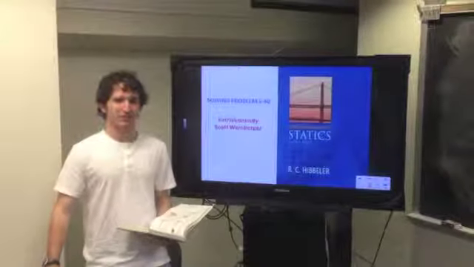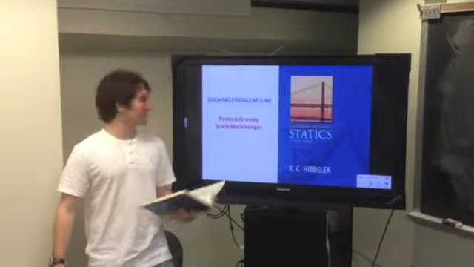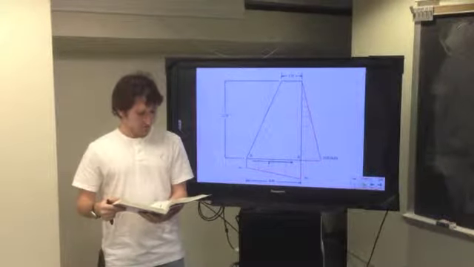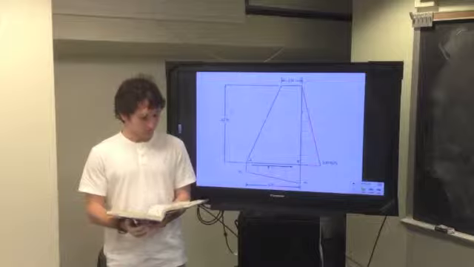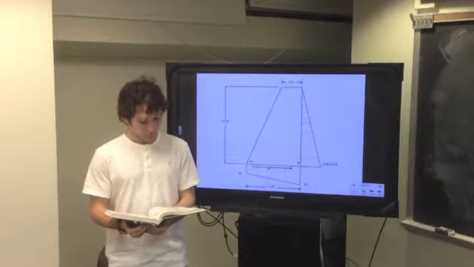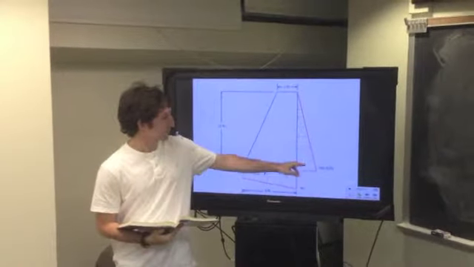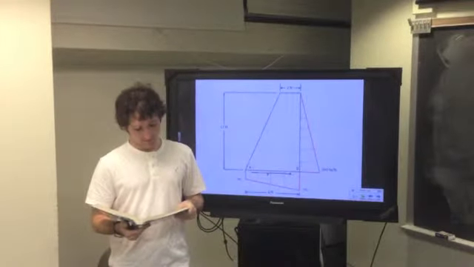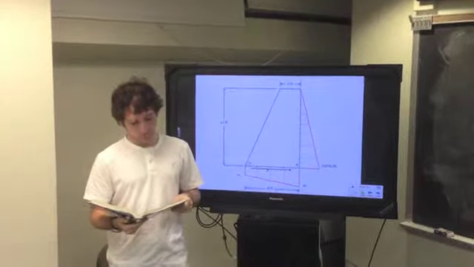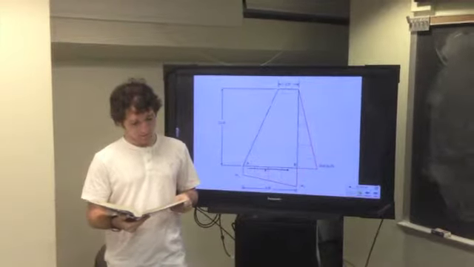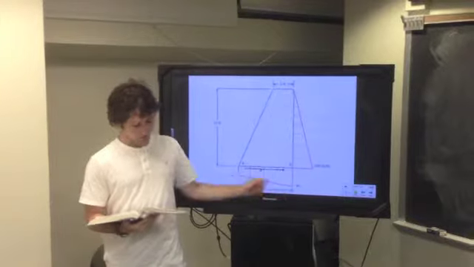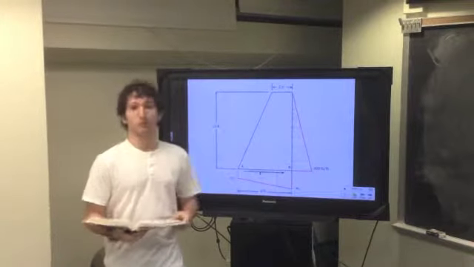Hi, for our presentation we will be solving problem 5-40 from our textbook. The problem reads, soil pressure acting on the concrete retaining wall is represented as a loading per foot length of wall, which is represented by this distributed load. If concrete has a specific weight of 150 pounds per cubic foot, determine the magnitudes of the soil distribution, W1 and W2, and the frictional force F for equilibrium.